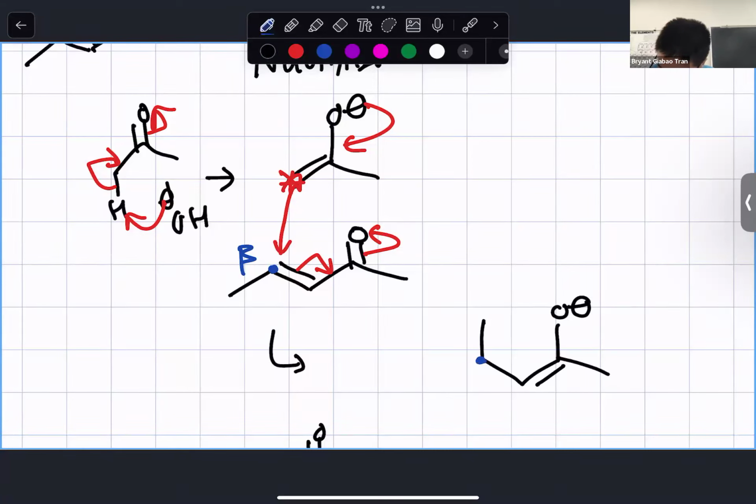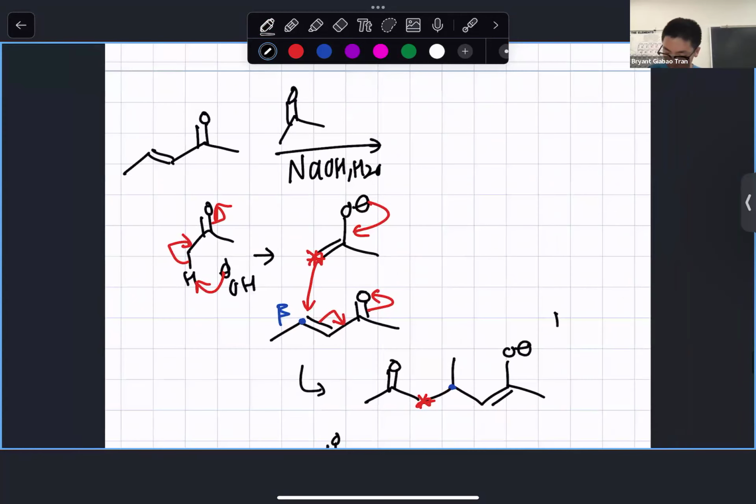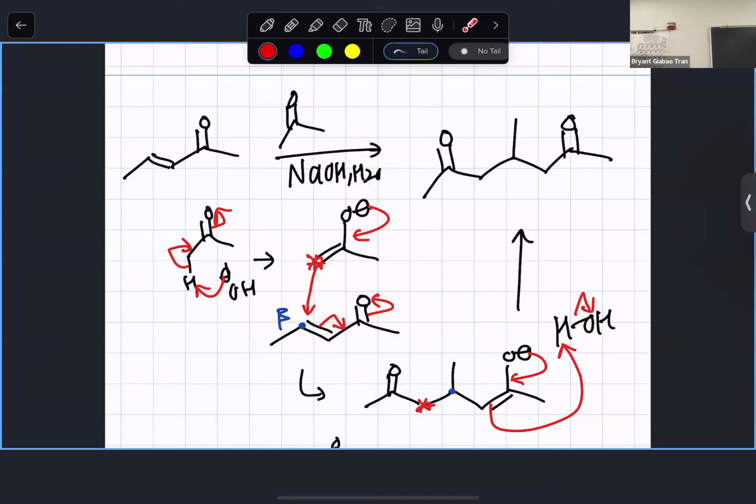Dot, new bond between dot and star. Carbonyl. Last step here, use water to protonate the alpha carbon of this enolate to get our 1,5-dicarbonyl from Michael addition. The takeaway here is that the nucleophile is the enolate, the electrophile is the beta carbon of the enone, which would eventually form your 1,5-dicarbonyl.